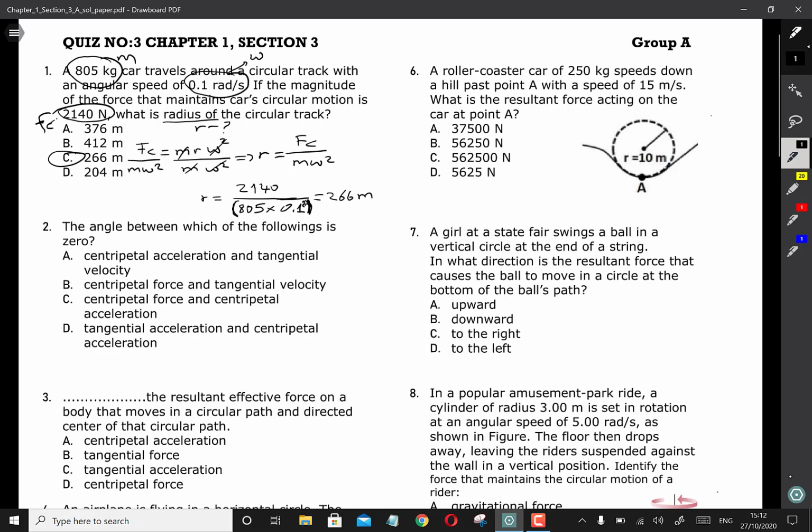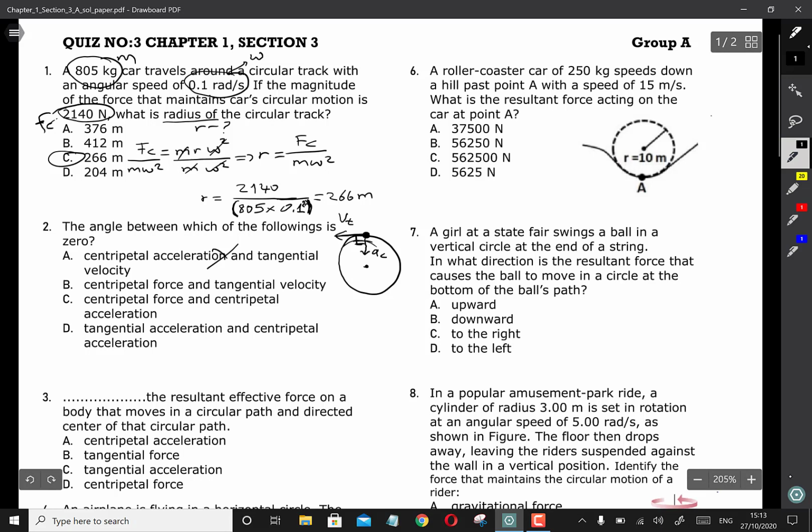The angle between which of the following is 0? A. Centripetal acceleration, tangential velocity. On a circular path, let's show it like this. It's a circle. This is the center of the circle, and this is the object. Tangential velocity is always tangent to the circle, Vt. Centripetal acceleration is towards the center. You see, they are perpendicular, not in the same direction. The angle is not 0. The angle is 90 degrees here. This is not correct.